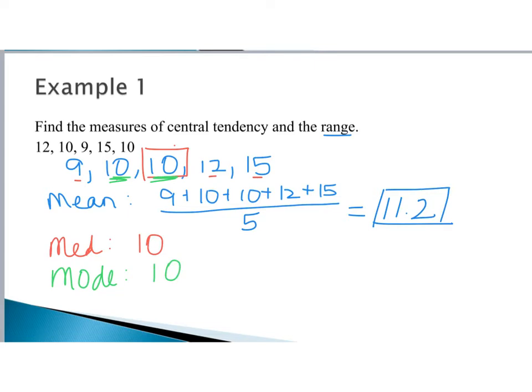Okay, and then last but not least, we have our range. Now our range is nothing more than our largest number, which is 15, minus our smallest number, which is 9. So our range is 6. And what the range does is it just tells you that all your data points fall within a 6-point spread.